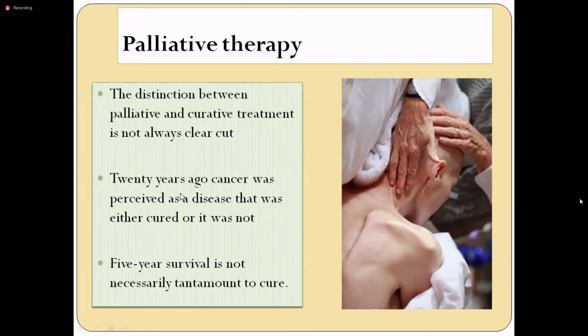Twenty years ago, cancer was perceived as a disease that was either cured or it was not. But now there is development of this palliative science. So it's not only cure or not, but even if we cannot cure, we have to give a decent life to the patient. Before, there was something called 5-year survival. Maybe 20 years back, treatment of cancer was judged on whether the patient could survive 5 years or not. That is not realistic right now. Now the cancer patient deserves a very good life.